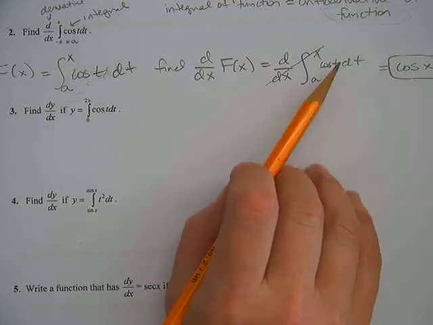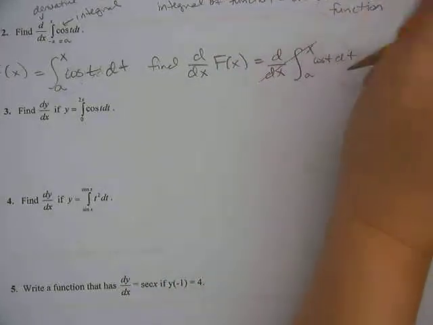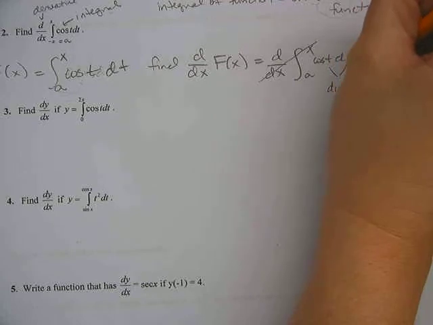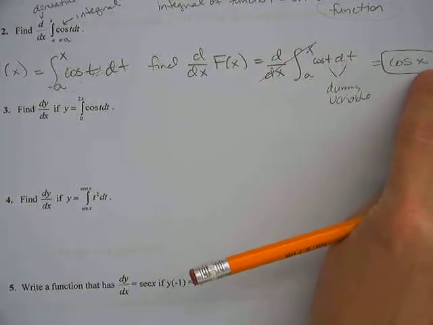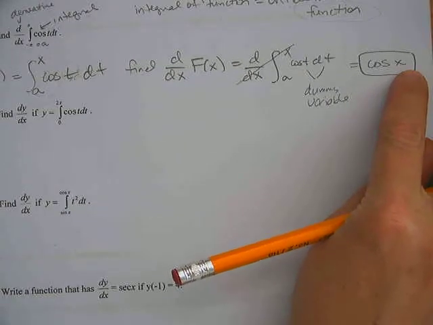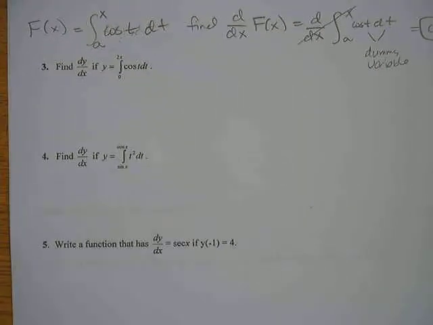Basically, the bottom line is the derivative and the integral sign cancel out, and we're just left with cosine evaluated at x, because the t is just like a dummy variable. And we put the x in because we're finding d dx. So we have cosine x as our final answer.